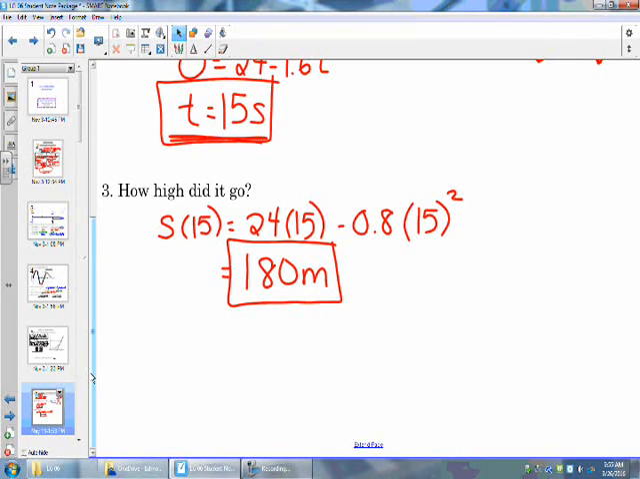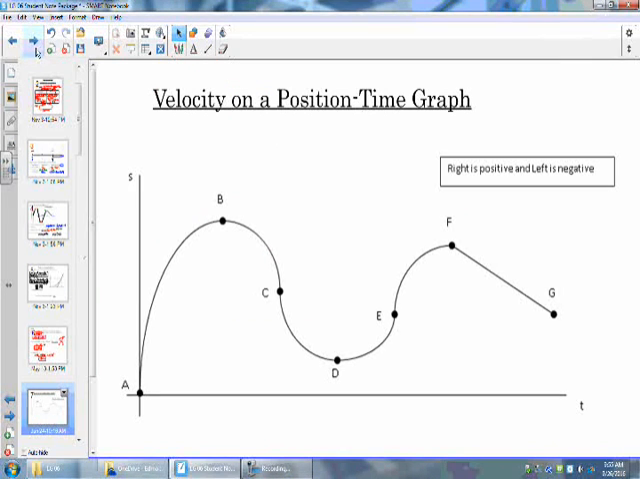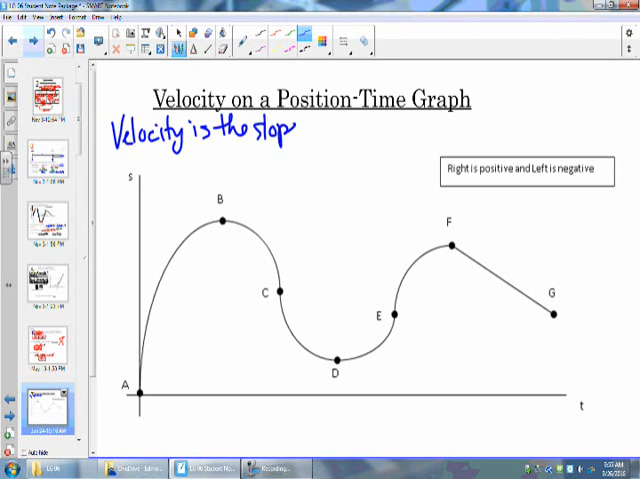We can just take that derivative and we're good to go. So if I take a look here, this is basically our velocity on a position time graph. This is more of a visual representation, which I always like to show. Velocity is, again, the slope of a position time graph. So remember, velocity is the slope on this graph.